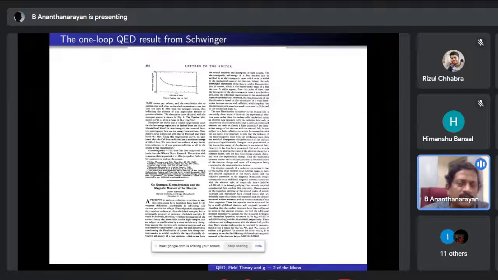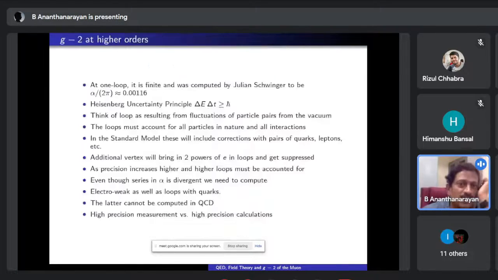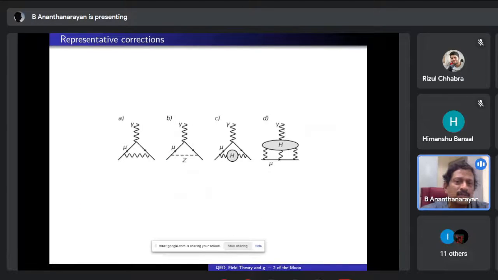And later, this whole theory was cleaned up by Feynman, for which he got the Nobel Prize. So you see, at one loop, it was finite and computed by Julian Schwinger to be this particular number. And this has to do with how we understand quantum field theory and the production of particle pairs from the vacuum, which correct a particular observable of interest to us.